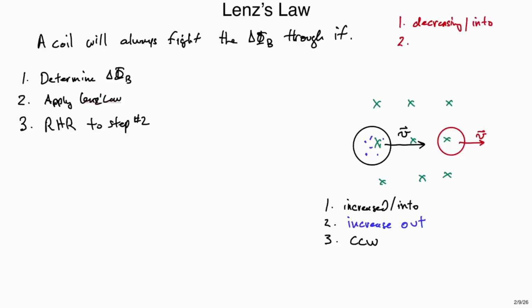So we know that the coil is going to increase into, and now is step 3. Which way do we point our thumb? We follow the direction that we got in step 2. Our thumb goes into, and our fingers wrap around which way? Clockwise.